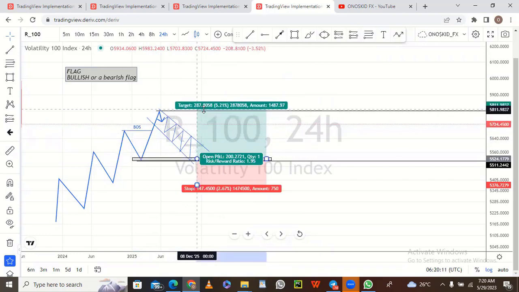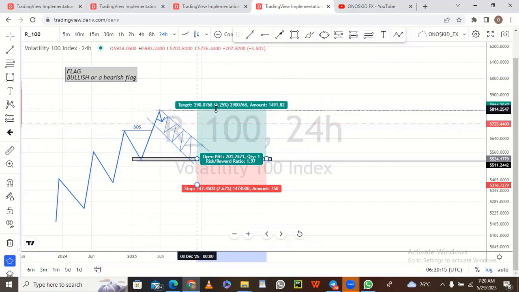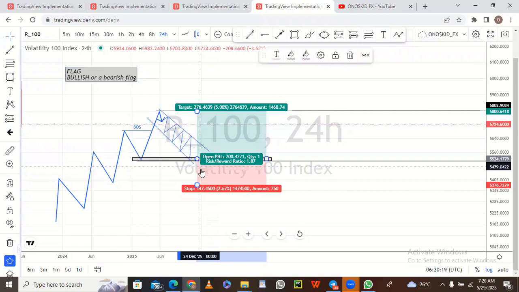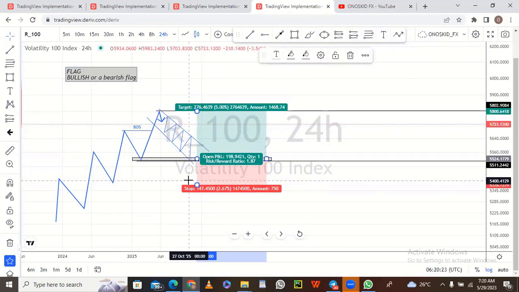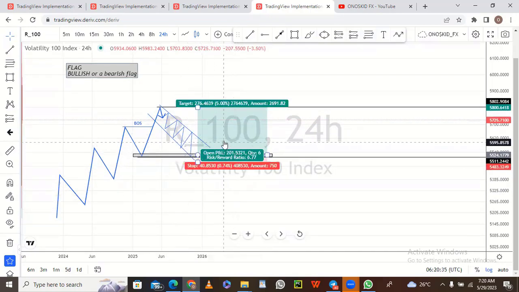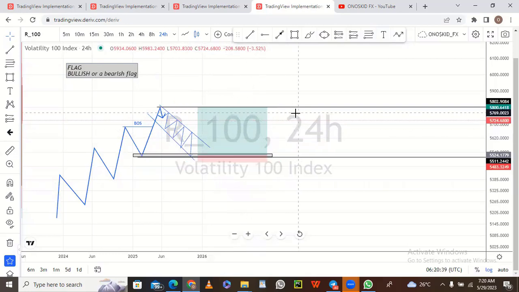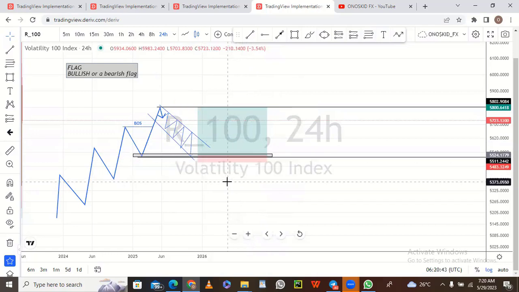Okay, and when you're taking the entry from this particular zone, you will target this particular point, because you are anticipating that the market is going to create a new high. So this is how your stop loss is going to be. This is about 1 to 6 risk to reward. All right, this is great. This is a good trade to take. So this is how you can trade flag.